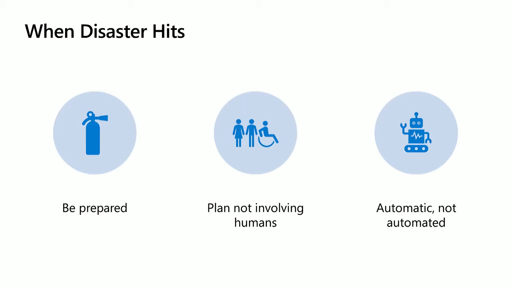Now, what we came to talk about, disaster recovery. There's three things you generally need to have a plan for. Be prepared. Have some sort of a plan that doesn't involve human interaction. And that would involve automatic. If a disaster hits, I want my automatic failovers. I want things to come up.